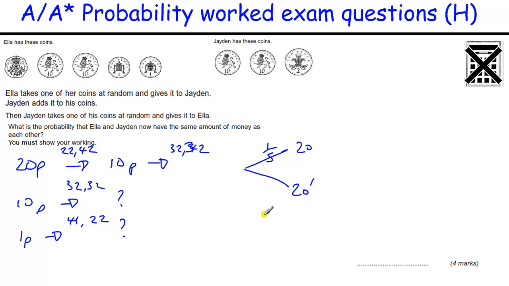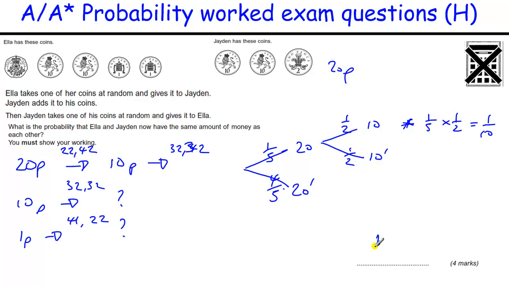1 out of 5 are 20s. The not 20s are 4/5. Not really interested in that branch, but we're interested in this one. So we're going to give 10p back, or not 10. So when I've got a 20p here, half the coins are 10p, so that's a probability of a half, and half of them are not 10p's. And we want the one where it has them both the same, which is this one here, which is 1/5 times a half, which is 1/10 for 4 marks.